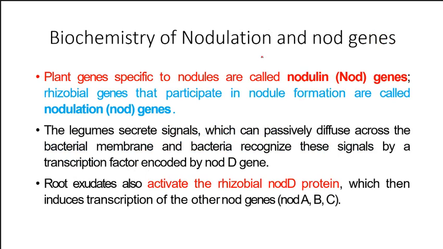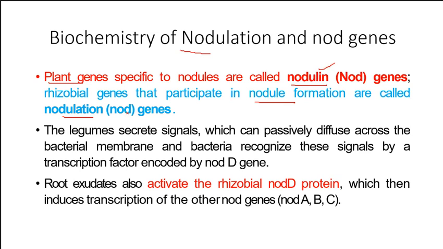Now, what happens once the attachment occurs? The bacteria will induce the formation of nodules in the plant, as I told earlier. We have to discuss two genes. One is nodulin genes, which are specific to the plant. So plant genes specific to nodules are nodulin genes, and the rhizobial genes that participate in nodule formation are nodulation genes. So we have to study two genes, nodulin and nodulation genes.